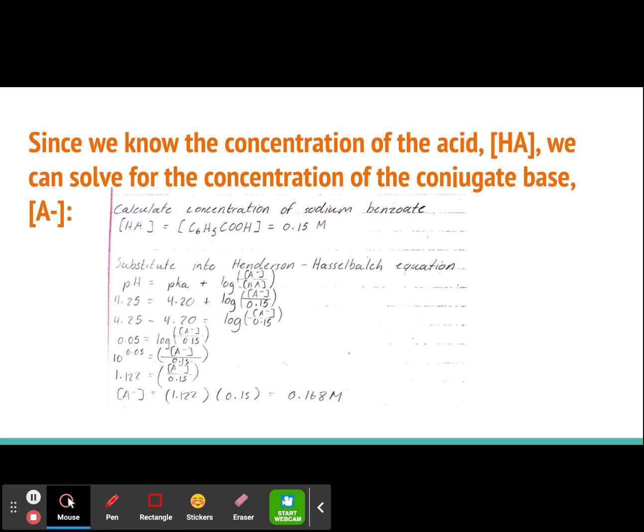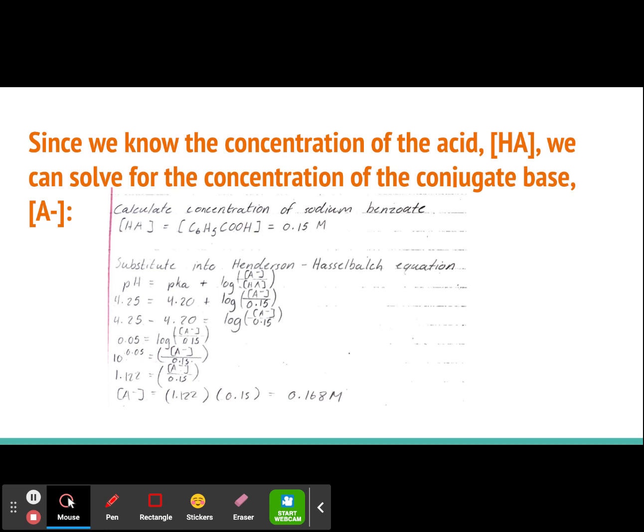So then we move the pKa value to the other side, and we do this by subtracting it from the pH. So we get 4.25 minus 4.20 equals the log of the concentration of the conjugate base over the concentration of the acid. This gives us 0.05 equals log of the concentration of the conjugate base over the concentration of the acid.